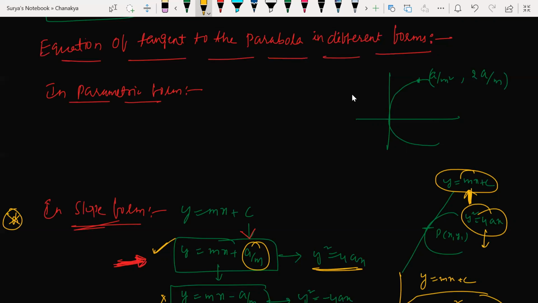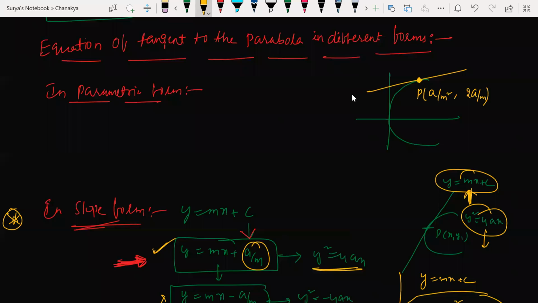Look at this, guys. I'm writing a/m² comma 2a/m as the coordinates of the point of contact. This is my tangent line. Am I correct? What are the coordinates of this point? a/m² comma 2a/m. So the coordinates of the point are a/m², 2a/m.